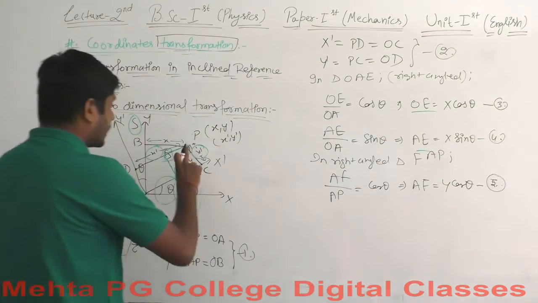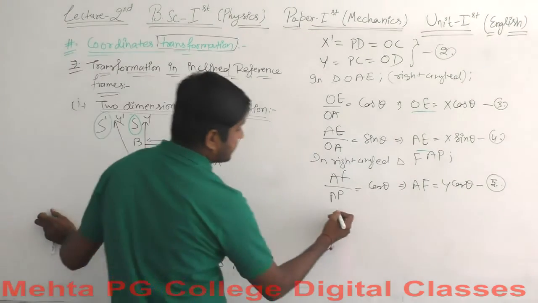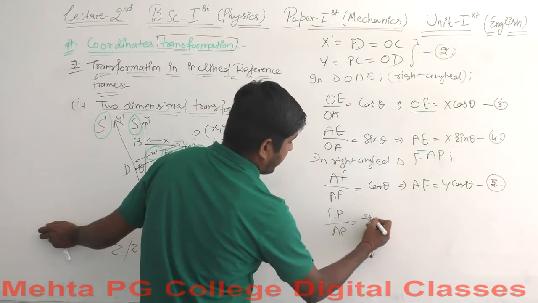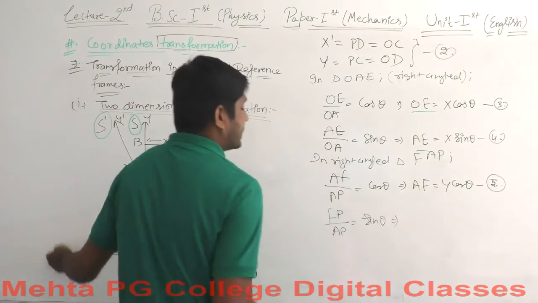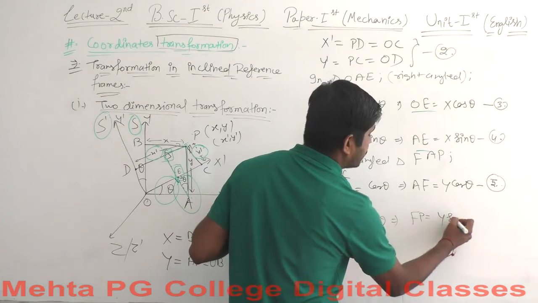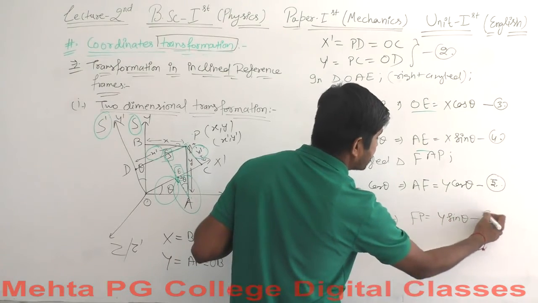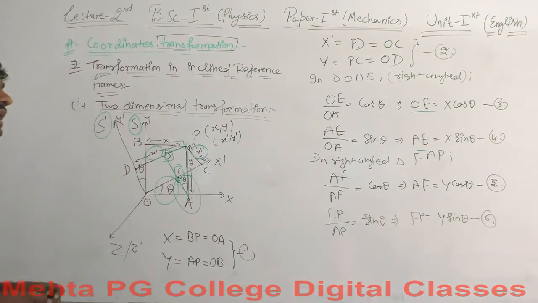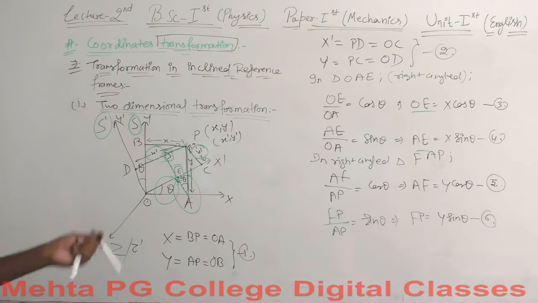And this is for the AF, and so what is next? This is the time for FP. FP over AP is equal to sine of theta. So FP is equal to y sine of theta. This is equation 6. We have equations 3, 4, 5 and 6, and we are going to use all those equations.